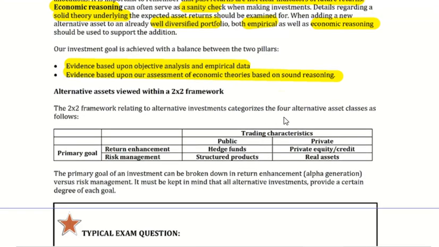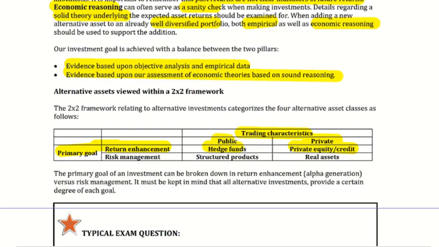Okay. When looking at alternative investments via a 2x2 framework, okay, we've got primary goal, okay, we've got our trading characteristics, okay. If your primary goal is return enhancement and you want to do so with more public type of assets, hedge funds would be your investment. If your primary goal is to enhance your returns, but you want to do so with private assets, the best thing you could use is private equity or private credit.